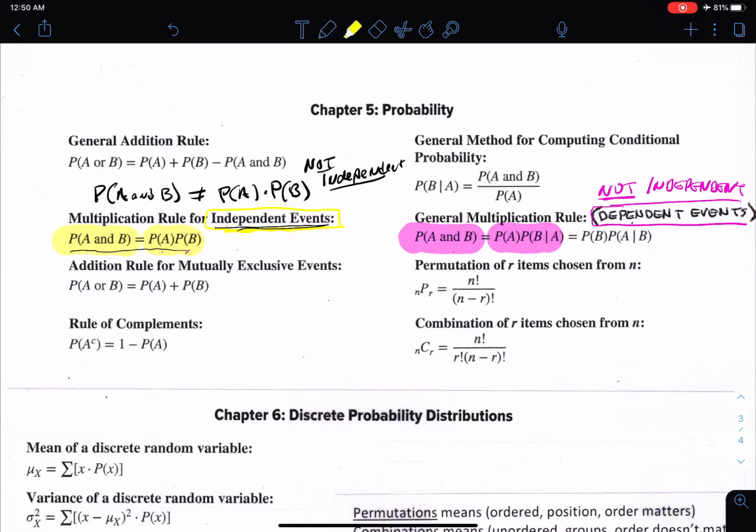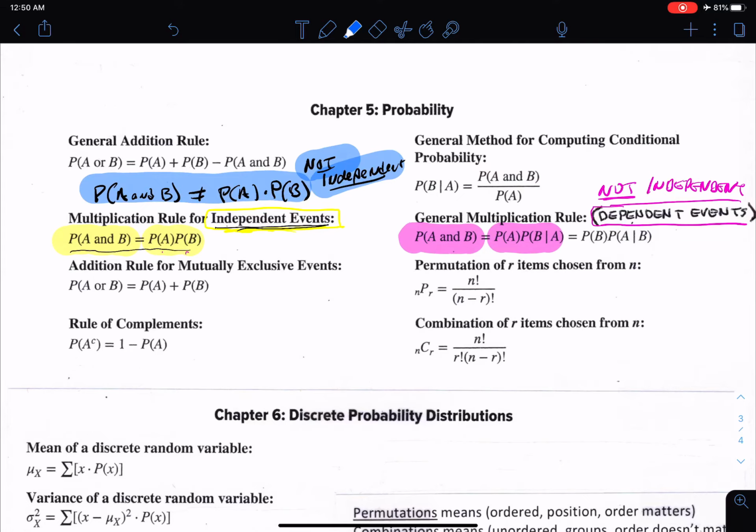Okay, I think I'm going to highlight that with something else. Let's highlight that with blue. Okay, so we're going to use that little rule right there. Okay, so let's do that.